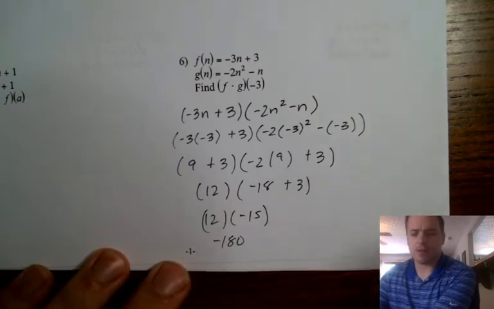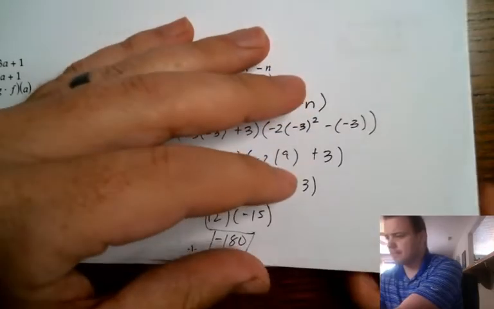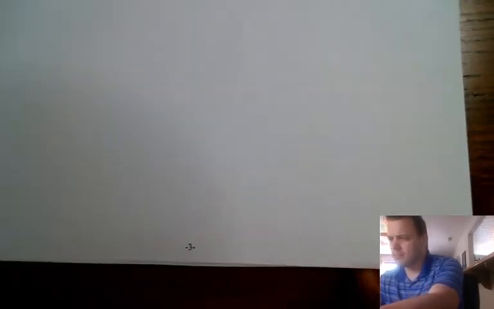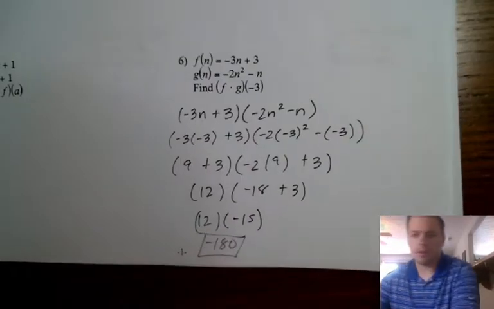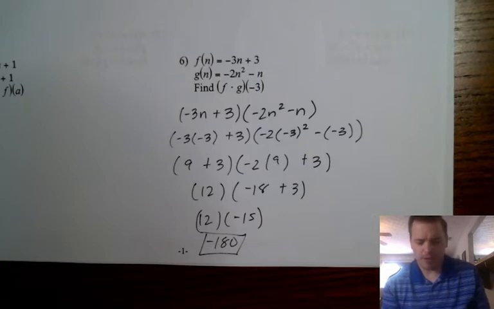I don't know if that's the correct answer. Let me check with the back just to make sure I didn't make a mistake. Yeah, that's correct, -180. So I would not FOIL that out. I would just simply plug it in initially. So write down what our problem is and then plug in -3. Does that make sense, Taylor?